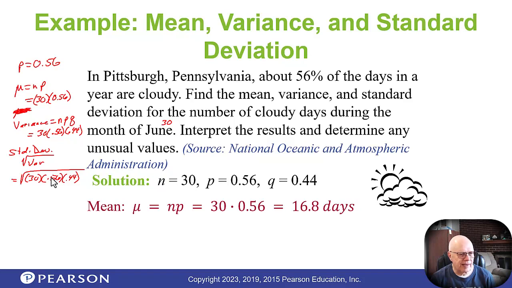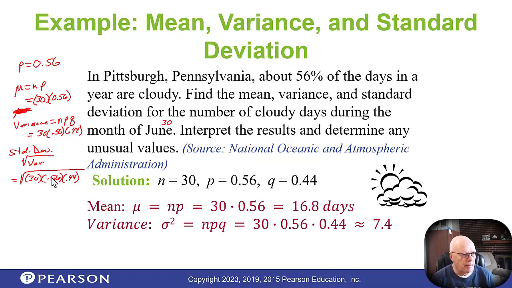There's the mean, 16.8 days. In other words, in June in Pittsburgh, Pennsylvania, according to these results, we'll usually get around 16.8 days of rain in Pittsburgh, Pennsylvania during June. The variance, just multiply n times p times q, or about 7.4.